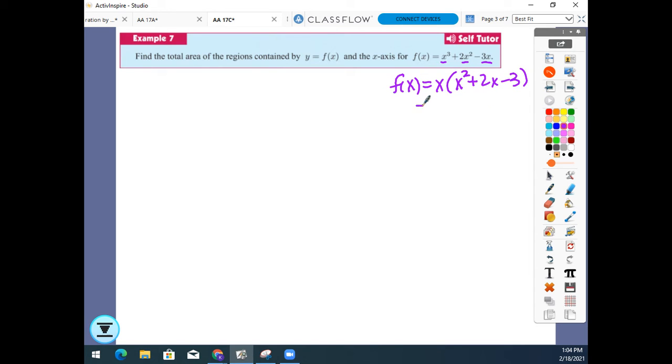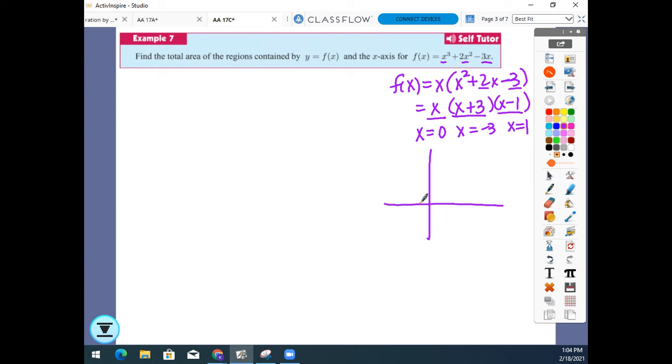Then this quadratic can be factored. So factor the inside. x and x, factors of 3 that subtract to get 2: plus 3, minus 1. All right, so our zeros, our x-intercepts, are 0, negative 3, and positive 1. So let's consider the graph: negative 3, 0, positive 1.